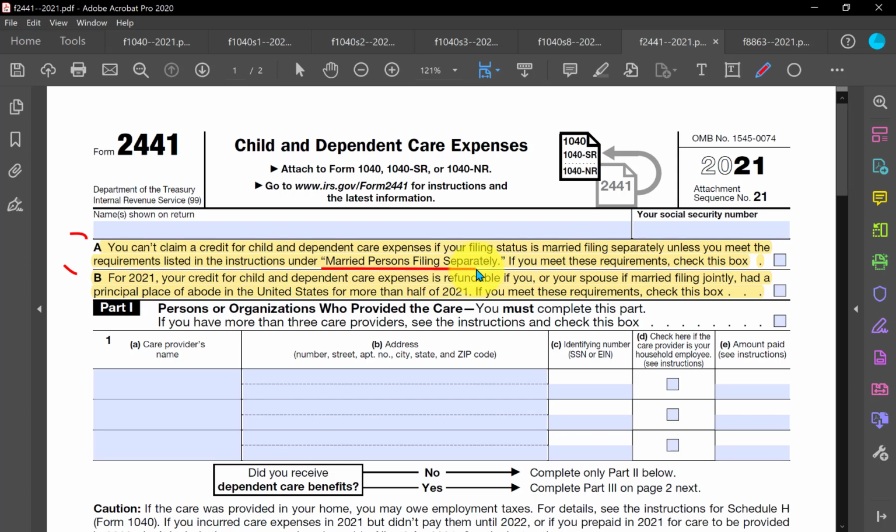But now the rule is if you were separated, not living with your spouse for the last half of the year, and you meet the other requirements for the credit, now you can check off this box and you'll be eligible for the credit. And if you're a U.S. resident or you live in the U.S. for more than half the year, and most taxpayers would meet that requirement, you would check off this box, and then your credit for child dependent care would be fully refundable, as compared to the previous years in 2020, where it would be non-refundable.